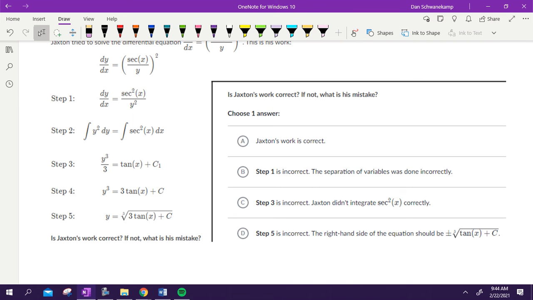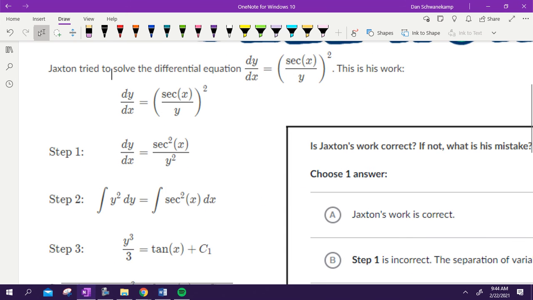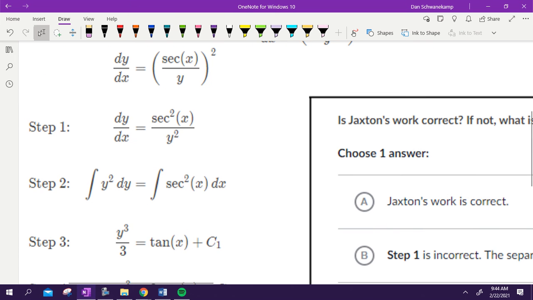Show me your fingers. 1 for A, 2 for B, 3 for C, 4 for D. What'd you get? We're getting some 1s and some 2s and some 4s. Let's see what it is. Okay, we're trying to solve the differential equation. What does it mean if I'm solving the differential equation? Get y by itself. We're trying to find y. We're trying to figure that out.